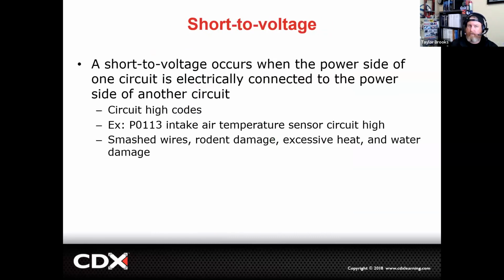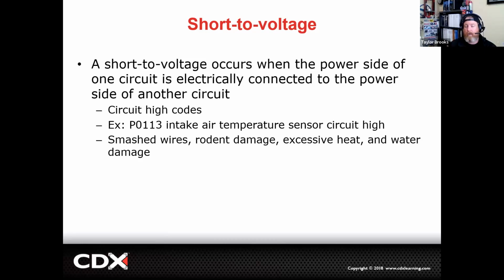The next is going to be shorted to voltage. Now, what this indicates is that voltage is on the power side of our circuit and we're not seeing it consumed. Meaning that if we have a code P0113, intake air temperature sensor circuit high, we have two wires touching that shouldn't be. Ground and power are touching, or power to ground, or even to a signal. Now, this can be due to wires getting smashed. Again, Stuart Little chewing and the wire then coming together afterwards, excessive heat, or quite often water damage and water intrusion.